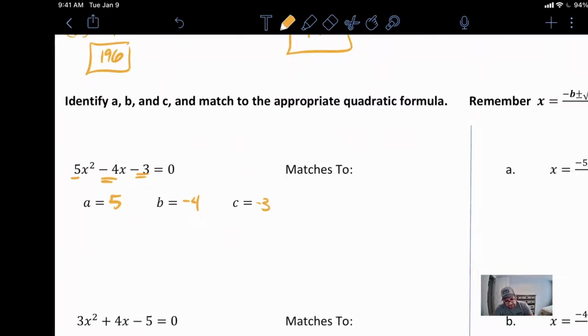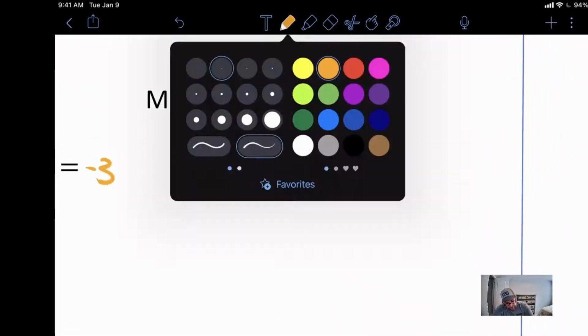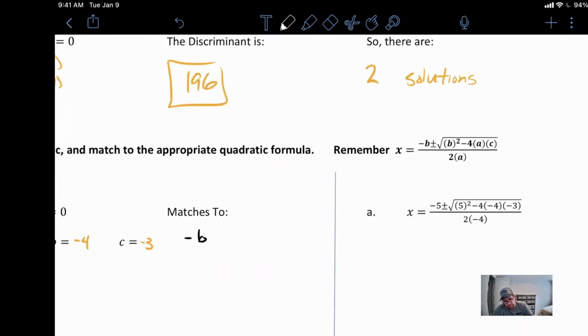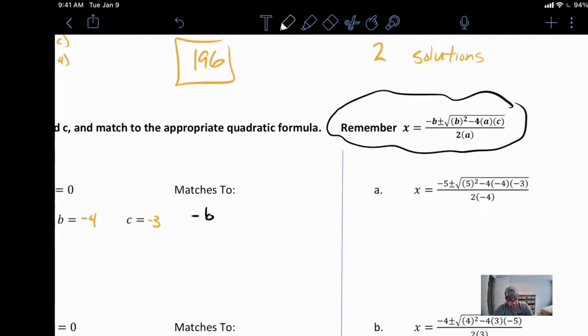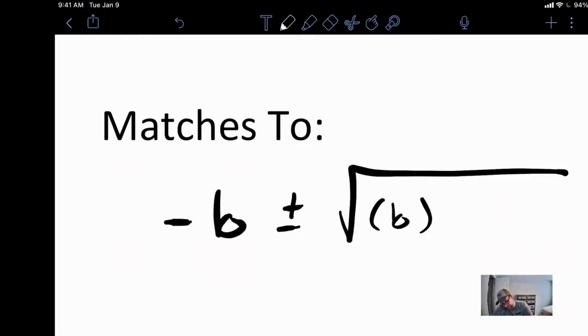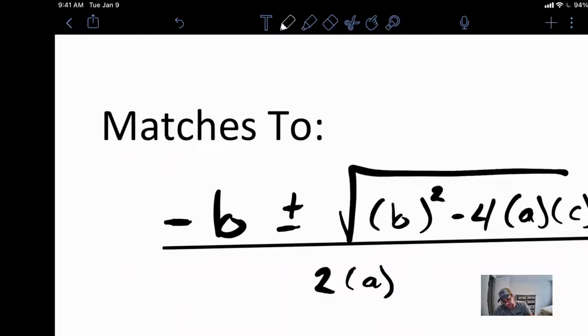Now, I like to plug these in to the actual formula and write it out. So I'm going to write it out here, and then we're going to replace numbers. So the quadratic formula, it is given to you right here, so make sure you use it, is negative b plus or minus the square root of b squared minus 4 times a times c all over 2 times a.